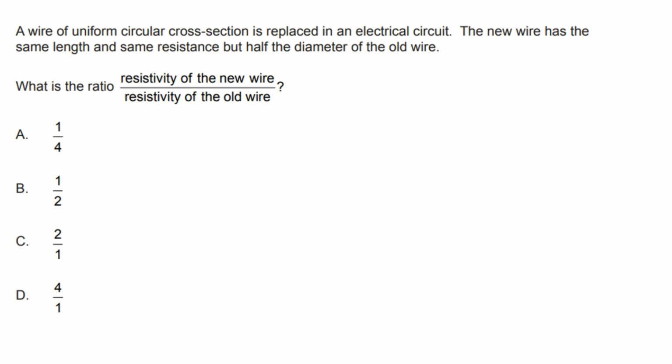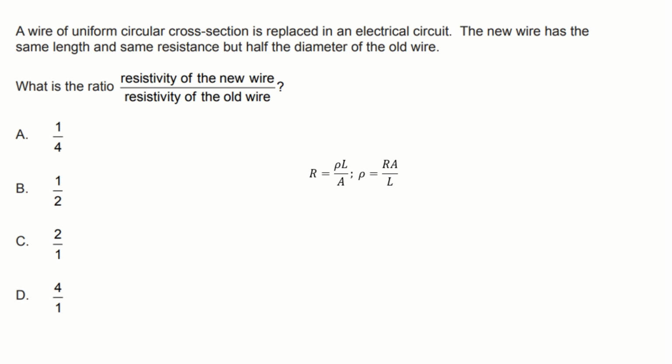So let's firstly get our equation for resistivity. Hopefully that's something you know, which is R equal to rho L over A. Now, if we rearrange that, it means rho is equal to RA over L, and that's going to be important because we're going to use this equation to find our ratio.